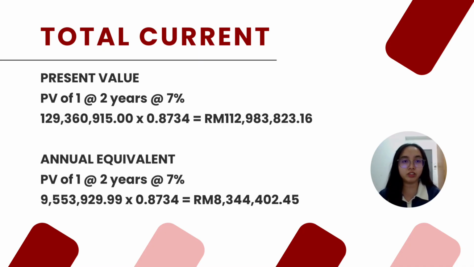Furthermore, the annual equivalent cost of 9,553,929 and 99 cents is multiplied by 0.8734, resulting in 8,344,402 and 45 cents. This also represents the equivalent annual cost expressed in today's value, allowing the developer to understand the yearly financial commitment of the project.